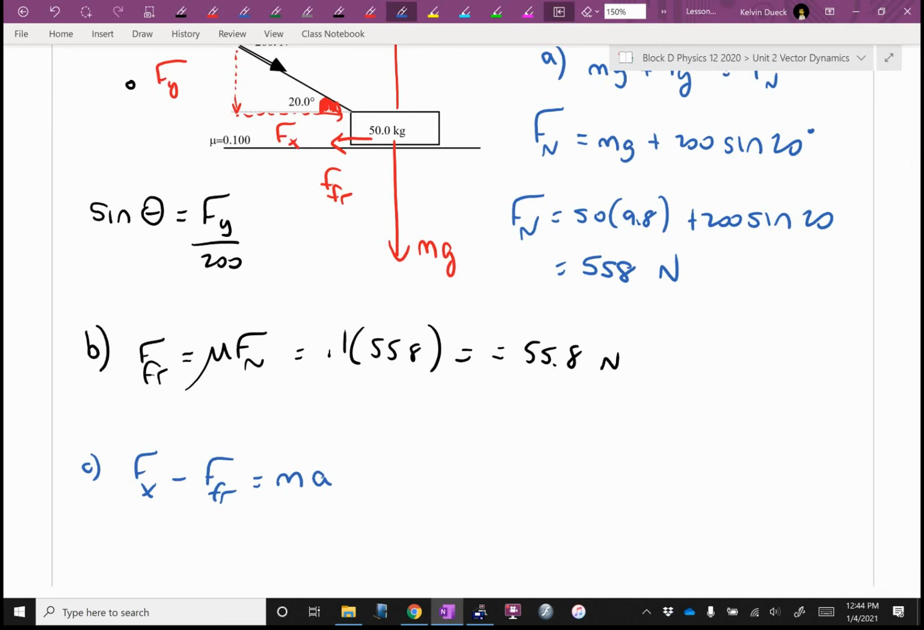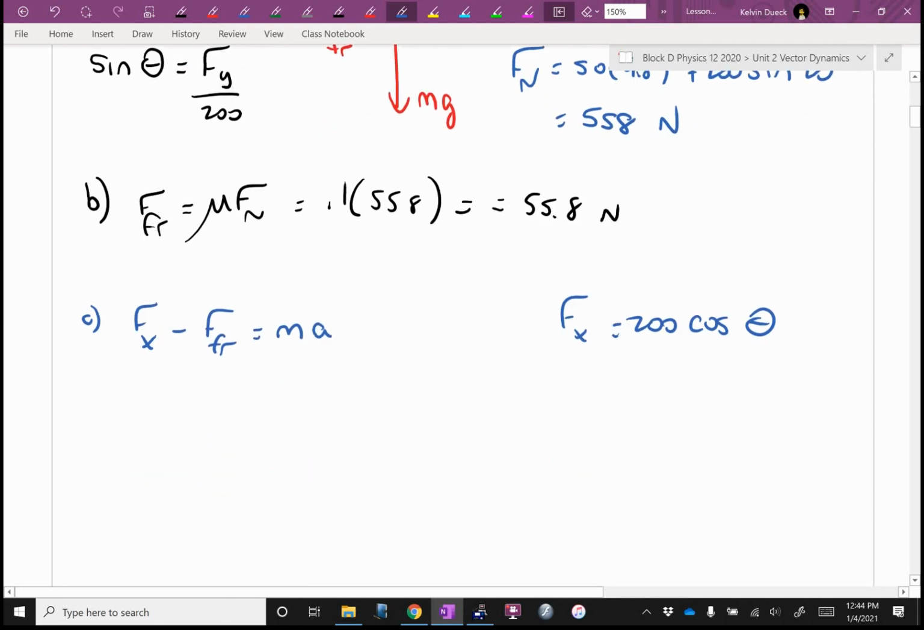What was Fy? Which trig function? Sine? Wes, what do you think Fx is? I'll make a little note in the margin. Fx is 200 cos theta. In fact, that's what I'm going to write. I'm not actually going to evaluate it. I'm going to go in my equation 200 cos 20 minus 55.8, but hopefully you have that stored in your answer button. You can use that. Good.